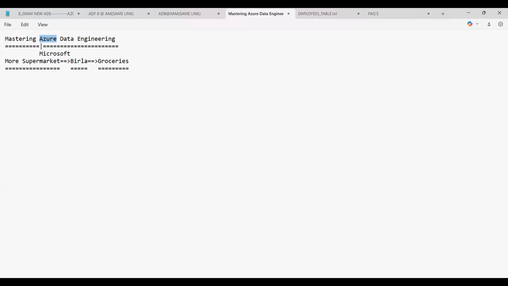And what do you understand by the word data? What do you mean by data? Data is nothing but information. So we can say Azure data engineering is Microsoft information.